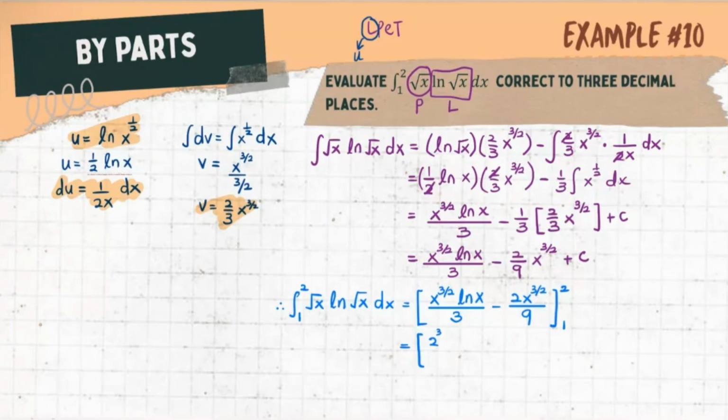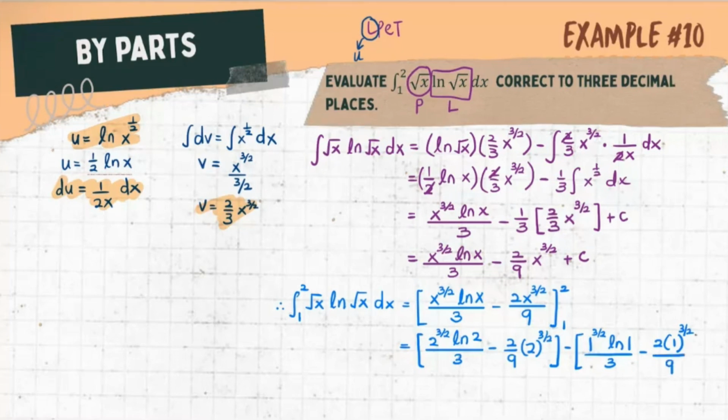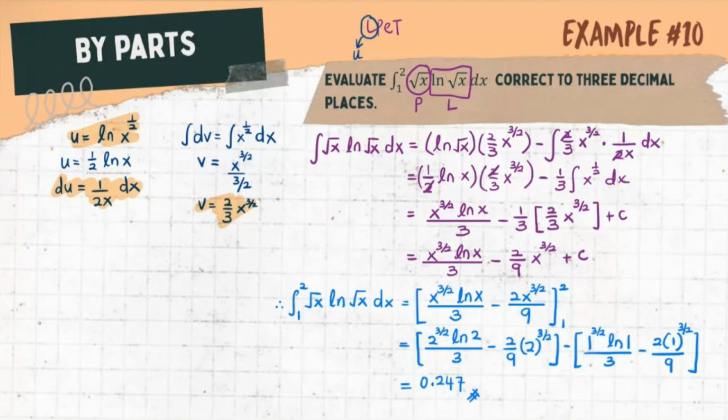So 2, 3/2 ln 2 over 3 tolak 2/9, 2 to the power of 3/2 akan tolak dengan 1, 3/2 ln 1 over 3 tolak 2 kali 1 kuasa 3/2 over 9, tutup kurungan. Saya kira, saya dapat jawapan ini, 0.247. Saya sebenarnya indirectly dah masuk 2.4 tau. Sebab 2.4 adalah definite integral di mana kita gantikan our answer tu dengan limit inilah.